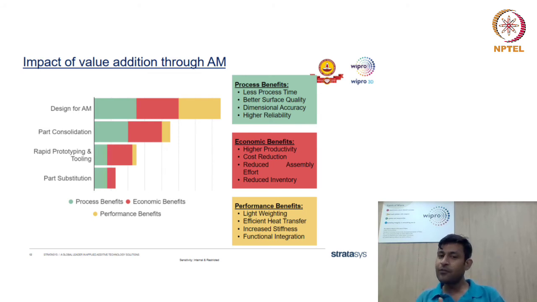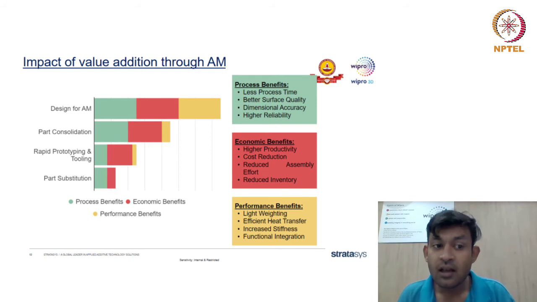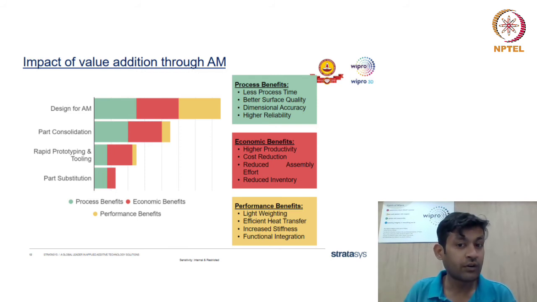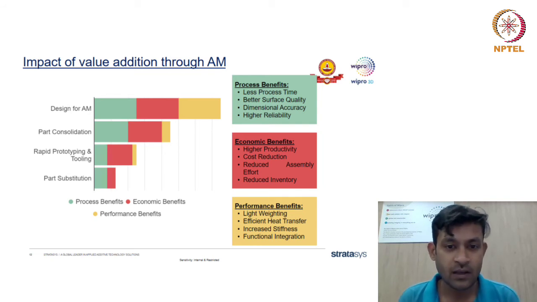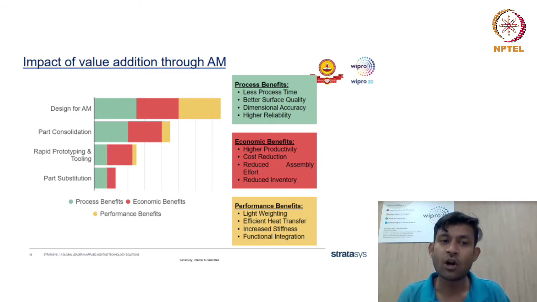So as you can see, the performance benefits that we are talking about are nearly null at the part substitution level. At the part prototyping and tooling level, we have enhanced the performance of our tooling by incorporating conformal cooling channels which have been specifically designed for additive manufacturing. Hence, we are able to take some advantage of the performance benefits in the prototyping and tooling stage. Now, as we move up to the part consolidation level, we are able to take slightly more performance benefits.